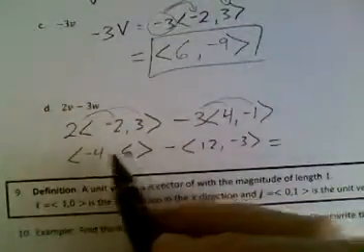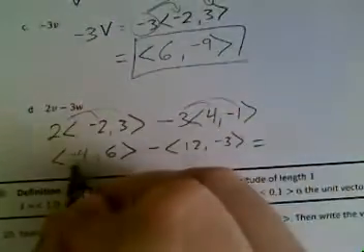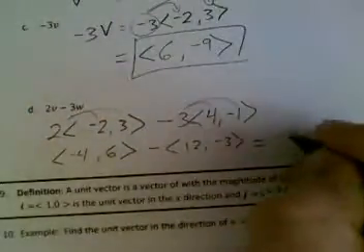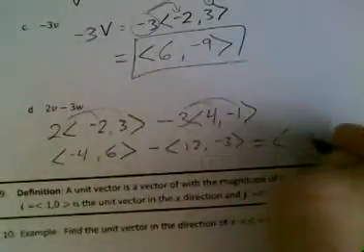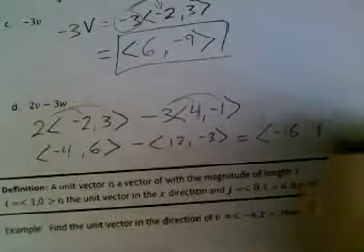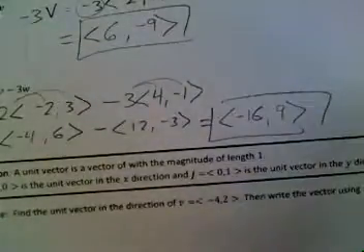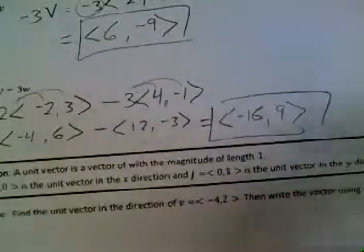What do I do with the coordinate points here? I add the x's together. In other words, I'm going to do negative 4 minus 12, which is negative 16. And I'm going to do 6 minus a negative 3, which is really just 9. And that is the new vector. Algebraically, that's what's happening. Physically, visibly, we've already been able to deal with those.